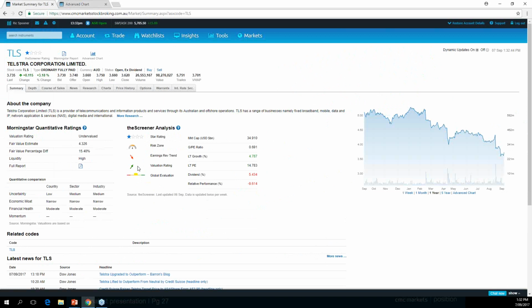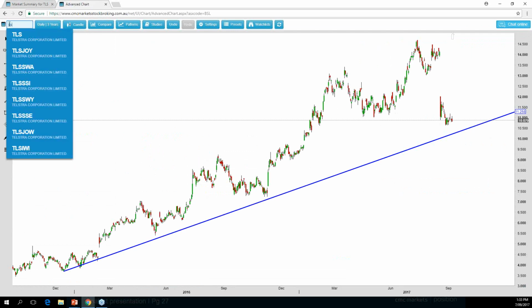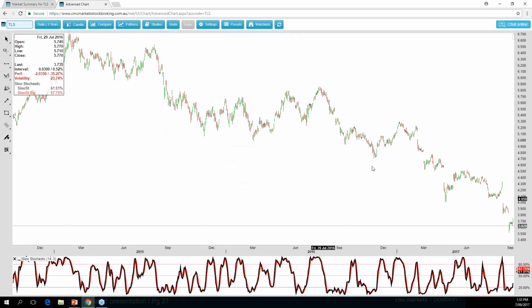So the screener gives it a valuation arrow and a neutral risk zone. So potentially this would be a stock that I may consider buying if I got a correction in an existing uptrend or an accumulation pattern to buy into. Now, knowing what's going on in Telstra at the moment, I don't expect to see anything that looks like an accumulation pattern.